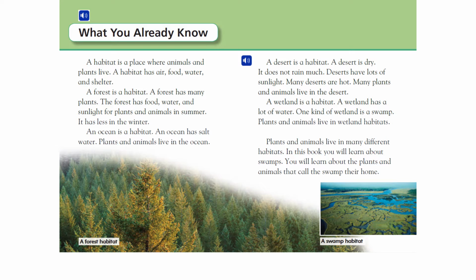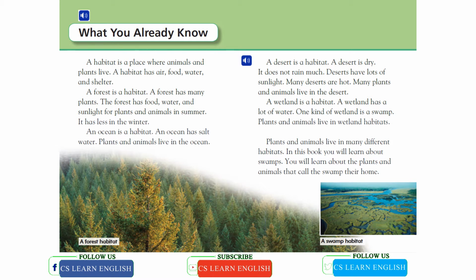An ocean is a habitat. An ocean has salt water. Plants and animals live in the ocean. A desert is a habitat. A desert is dry. It does not rain much. Deserts have lots of sunlight. Many deserts are hot. Many plants and animals live in the desert.